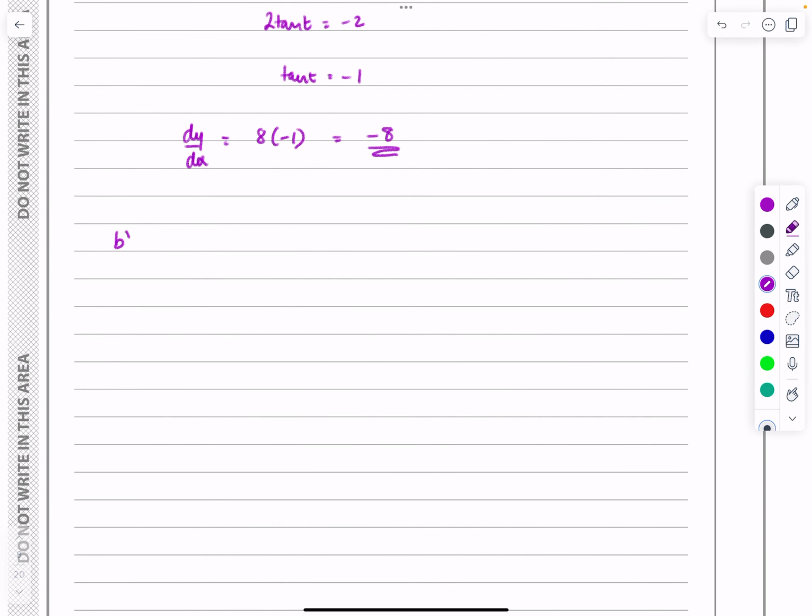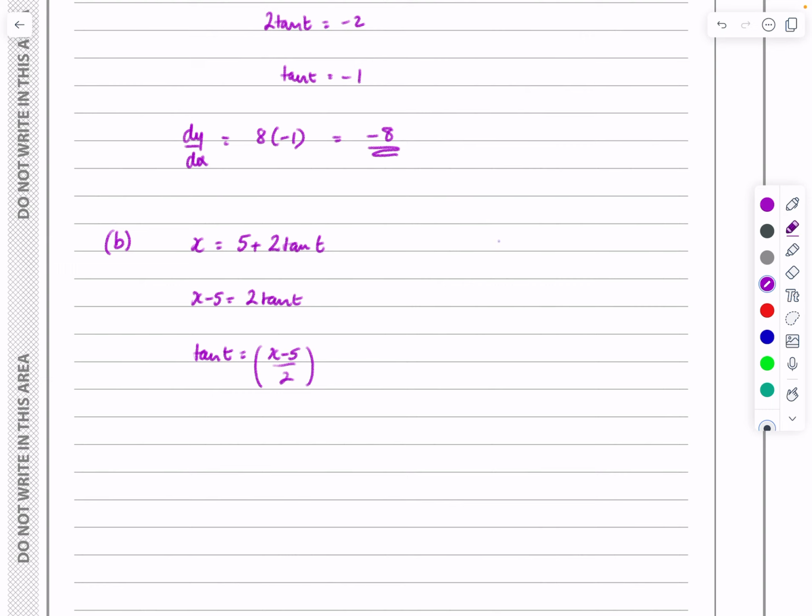So part B, I'm going to start off with x is equal to 5 plus 2 tan t. And from that say, okay, I'm going to rearrange and get tan equals. So x minus 5 equals 2 tan t. So tan t is x minus 5 all over 2. And the whole point about doing that is I'm going to do 1 plus tan squared is equal to sec squared.